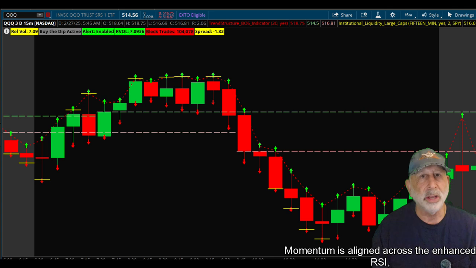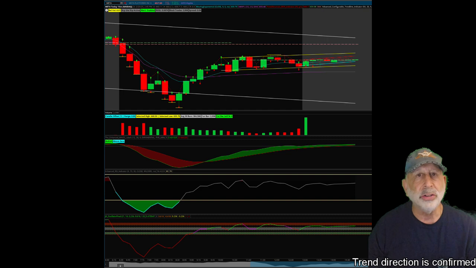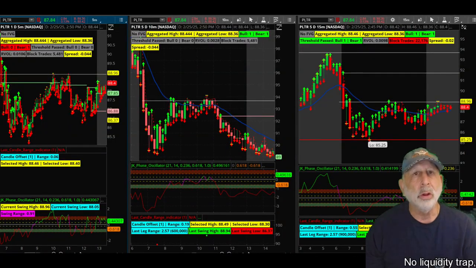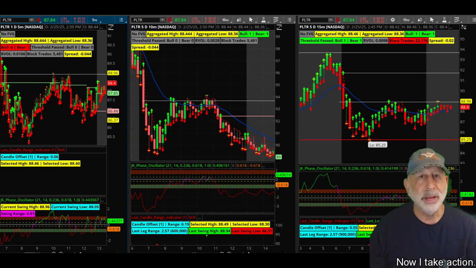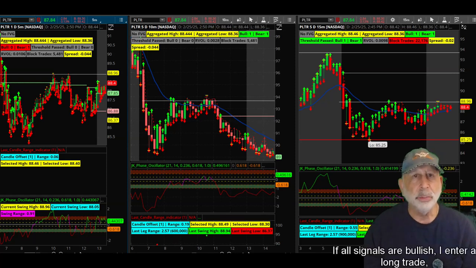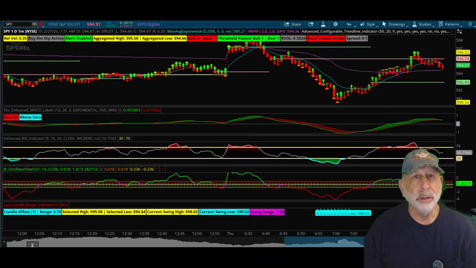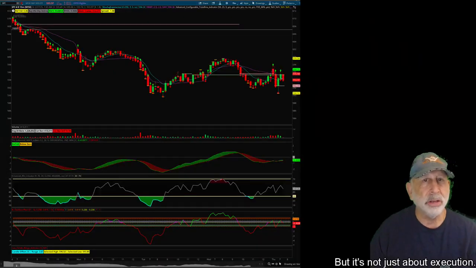Momentum is aligned across the enhanced RSI, the enhanced MACD, and the phase oscillator. Trend direction is confirmed across the 1, 5, and 15-minute charts. No liquidity trap, and institutions have committed to the move. Now I take action. If all signals are bullish, I enter a long trade, targeting the next resistance. If all signals are bearish, I enter a short trade, aiming for the next support level. But it's not just about execution.